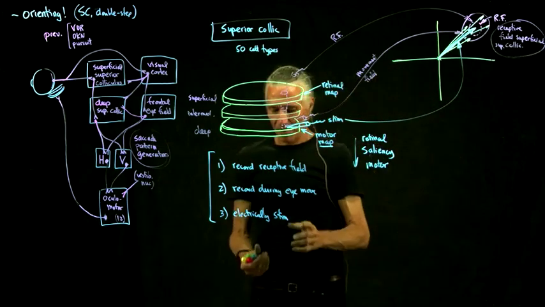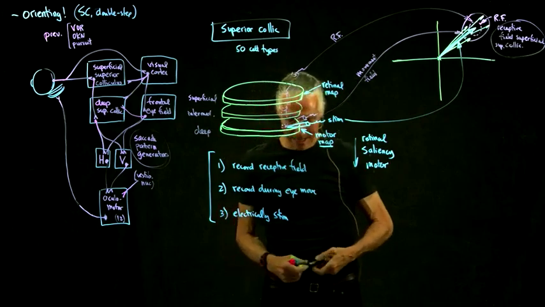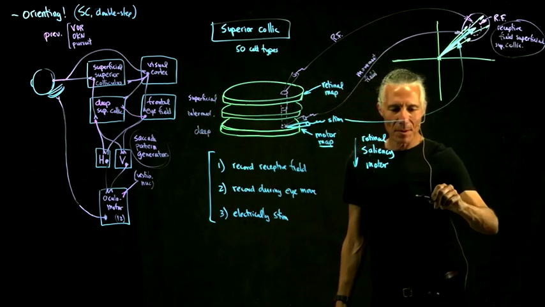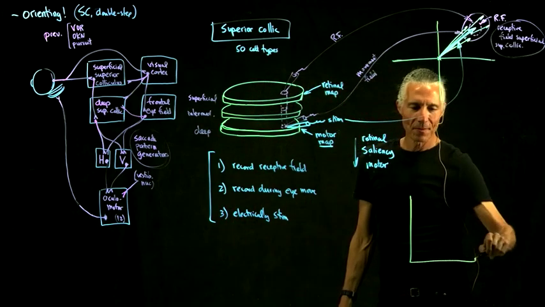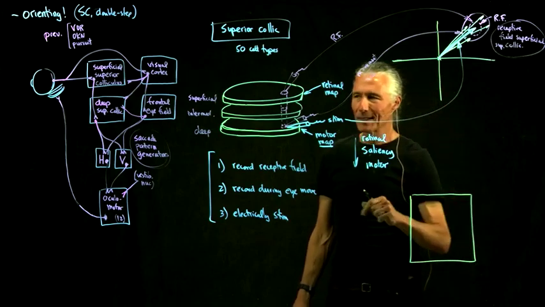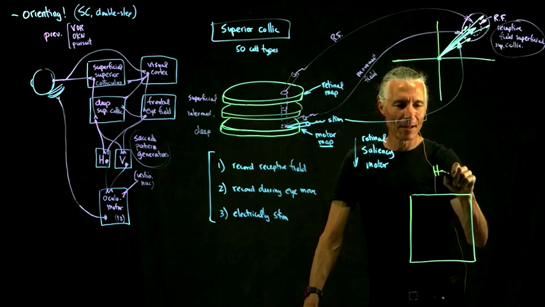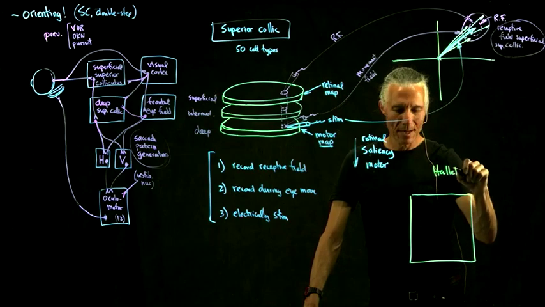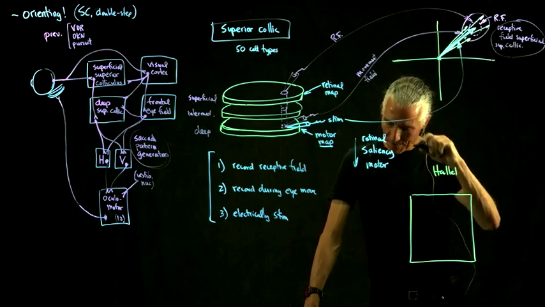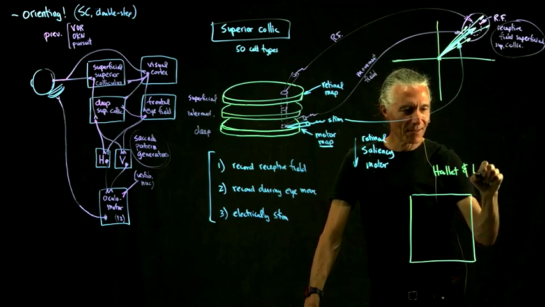Okay, so what is one of the key experiments that people did to show that something a little more subtle is going on in the colliculus? And this was an influential experiment by Hallett and Lightstone, if you want to go back and read it.